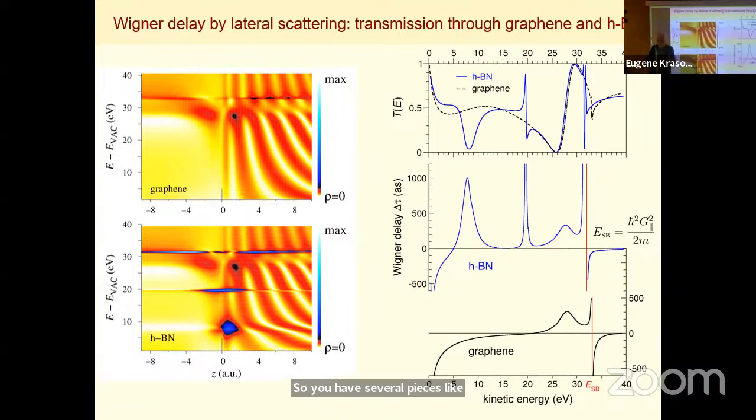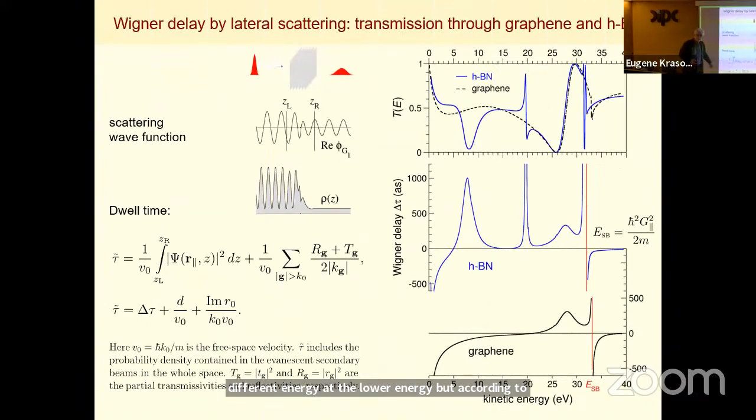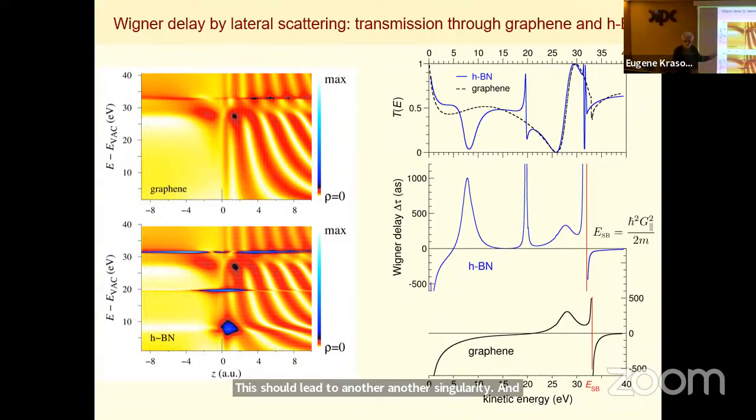When the first set of the secondary beams appears, with the superstructure it would appear at a different energy, at a lower energy. But according to the very general formula, this should lead to another singularity. What I can predict is that close to this energy from below, it would always be positive. So always a huge delay. But above this energy, I cannot say. It may be either positive or negative. This general formula doesn't say that. But the lateral superstructure would lead to such effects. This is what follows directly from this theory.